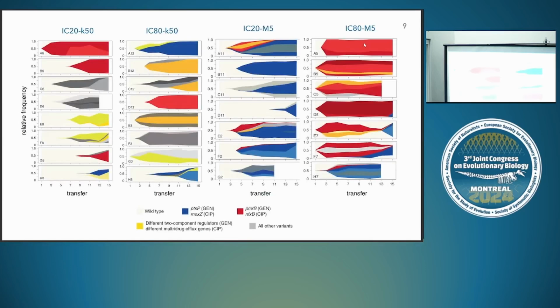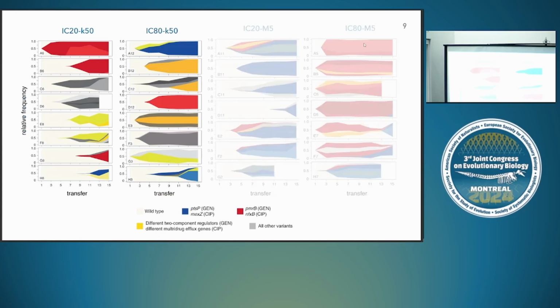So these are the outcomes of the experiments. You can see here the relative frequency of the different variants. The colors represent the different variants observed as a function of the transfers of the experiments. The columns represent the different treatments. And you can see that for the K50 cases in particular, so when the bottleneck size is small, we see a lot of variability in the population.